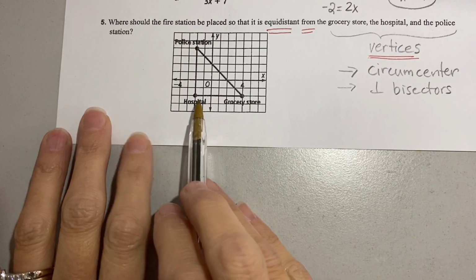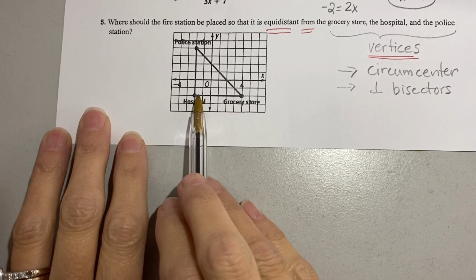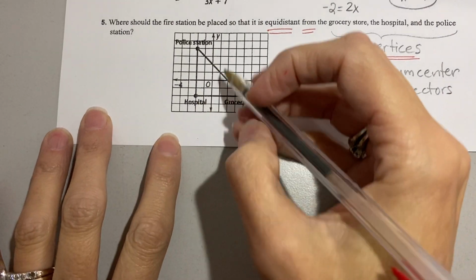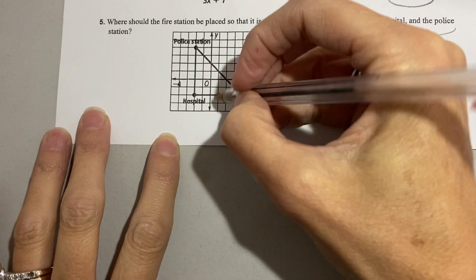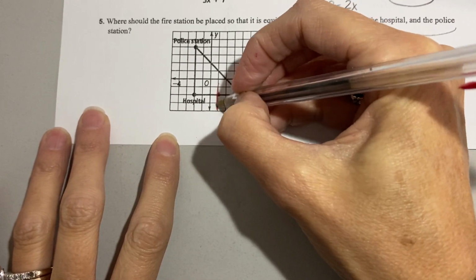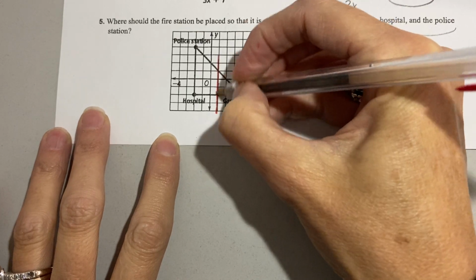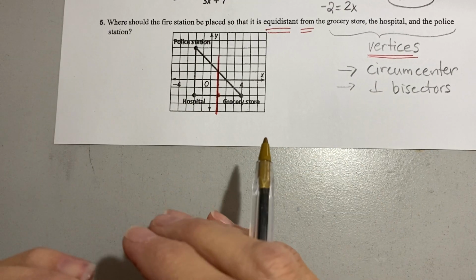So to draw the perpendicular bisectors, you need to find the middle of 2 sides. This side is 1, 2, 3, 4, 5, 6 spaces long. So you're going to put the middle right there at 3 and 3. And then it's a perpendicular bisector, so you have to draw a perpendicular. And then you're going to draw another one and see where they cross.